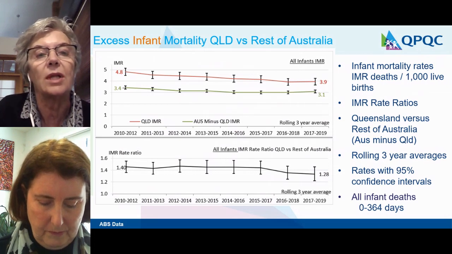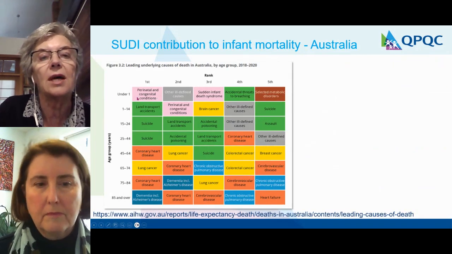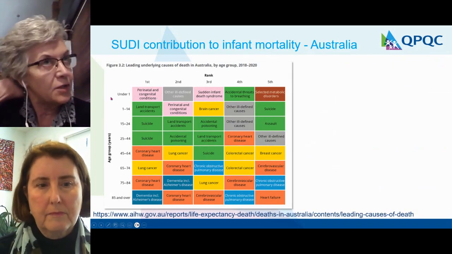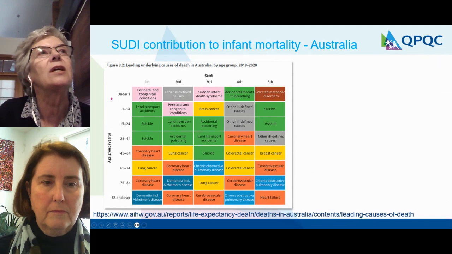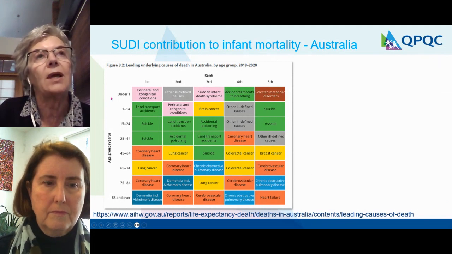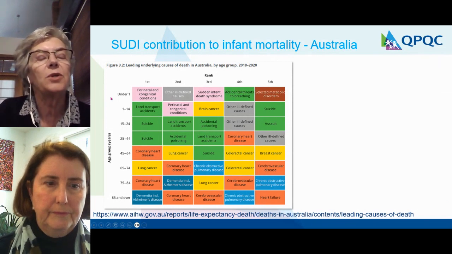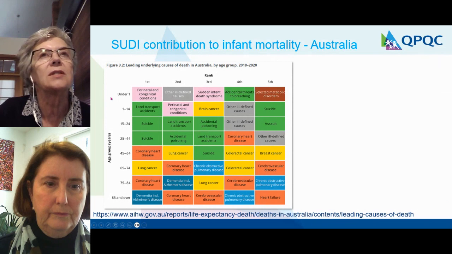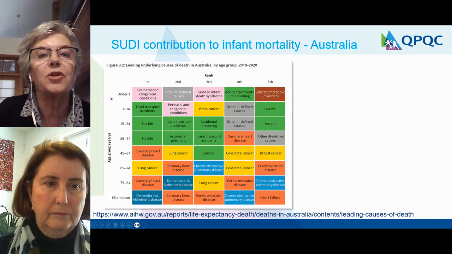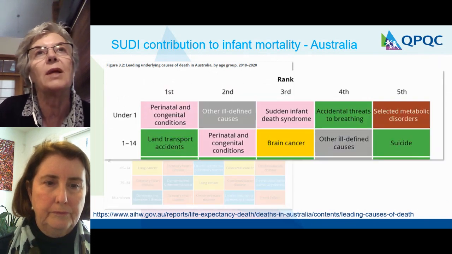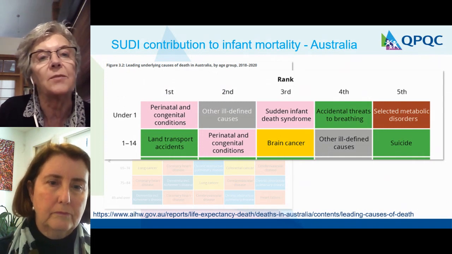Just as an example, this is taken from the Australian Institute of Health and Welfare website, and it shows two issues. First of all, it doesn't show the relative proportions of death. It just shows them ranked in order 1 to 5. But you can see on that top line where I've pulled out just the infants under one year. You can see, as if they were discrete conditions, other ill-defined causes, sudden infant death syndrome and accidental threats to breathing. And yet we've just heard from Sharyn, and certainly from our own work, we know that these really are part of a spectrum, and it's very difficult to differentiate.